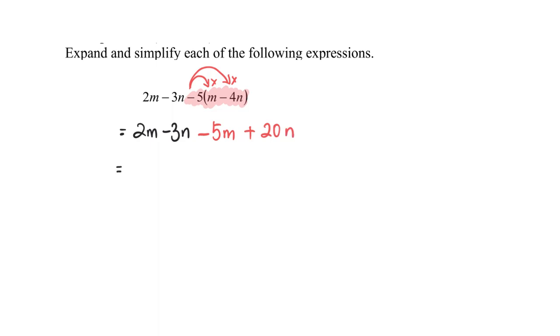After which, please continue to simplify the like terms. We have 2n minus 5n. That will give me negative 3n. I have negative 3n plus 20n. This will give me positive 17n. And we have completed this particular problem.